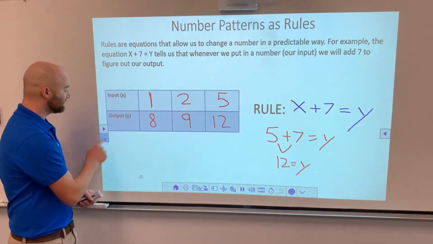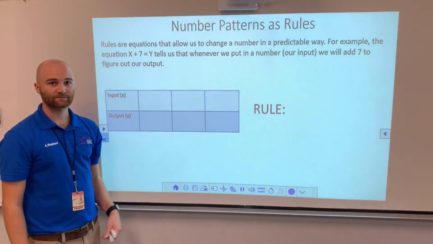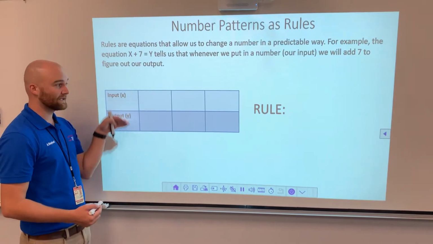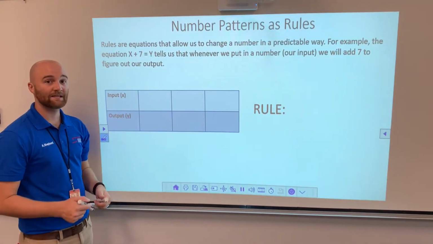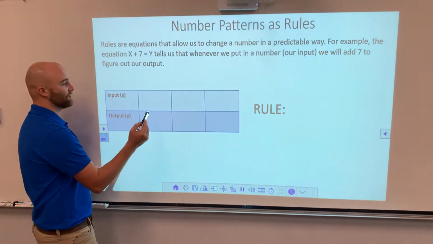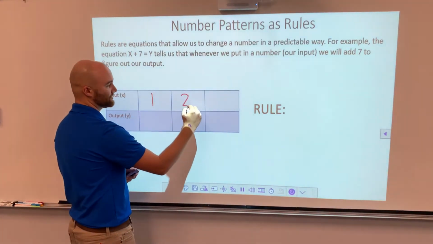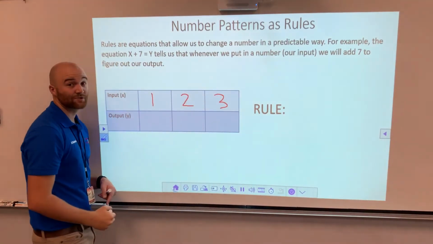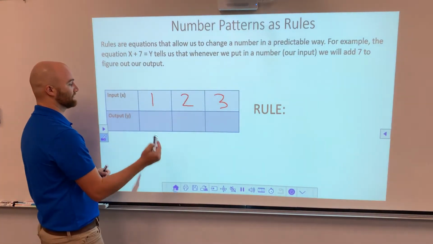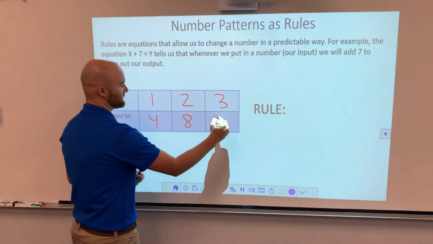All right, what if instead they gave us a table and they asked us to change it into a rule? Okay, so now I'm going to write in here a table and see what I can do to change that into a rule. So I've got some easy inputs of 1 and 2 and 3. I'll make them super simple this time. And our outputs, let's go with 4 and 8 and 12.